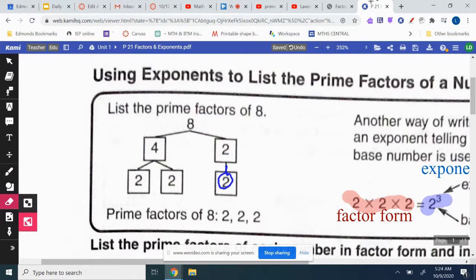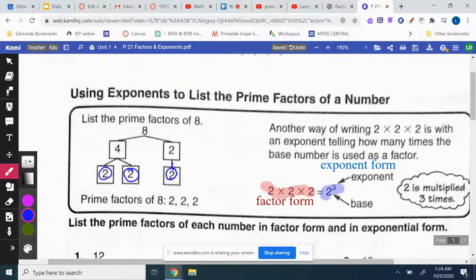Then they split 4 up, and they know the factors of 4 are 2 and 2. So now we have our factor form, which is 2 times 2 times 2, and our exponent form, which is 2 to the third power, because I have 3 2's.